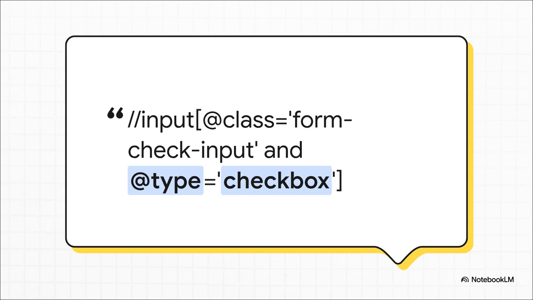Creating the right locator is absolutely key here. If you just use the class name, you might accidentally grab other things, maybe radio buttons. The real secret is to combine attributes. Here, we're telling it we want an input with a specific class and a type of checkbox. That's how we zero in on exactly what we need.